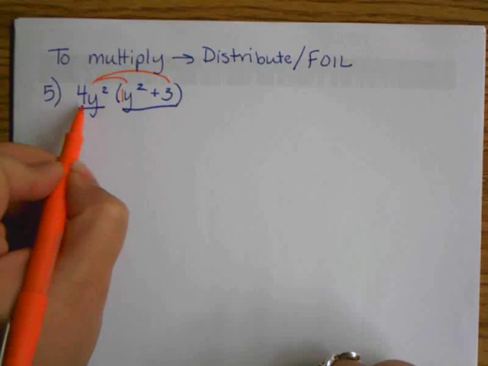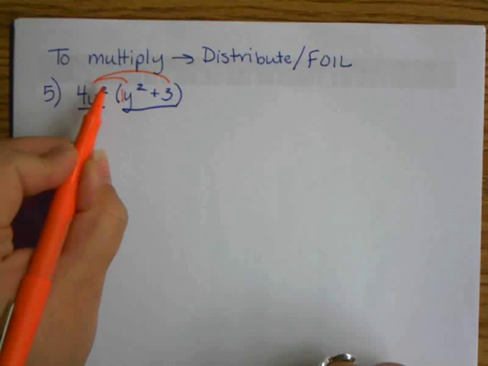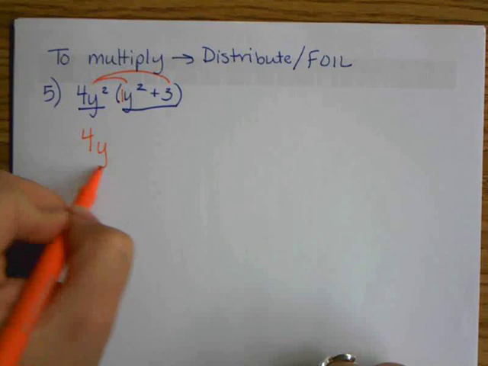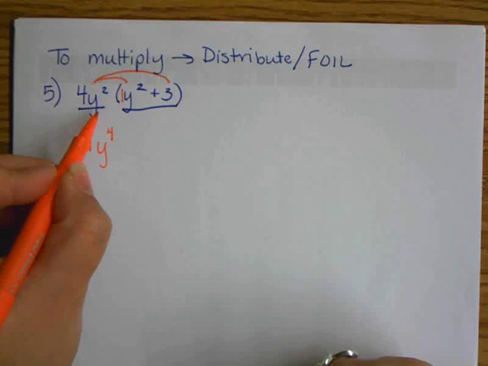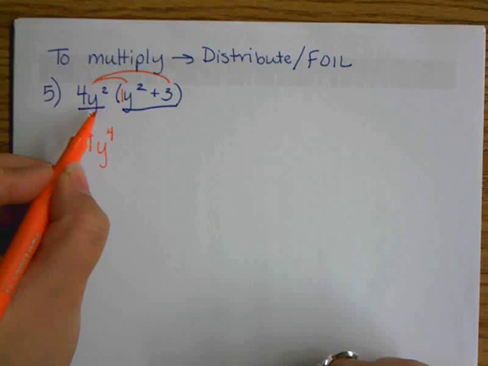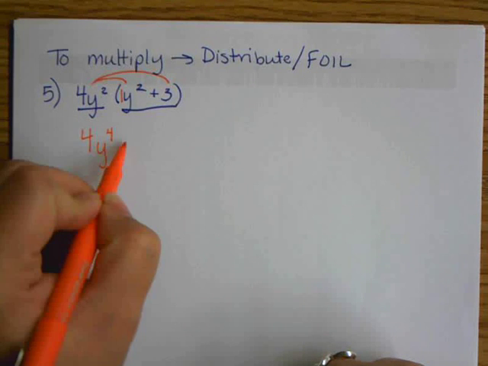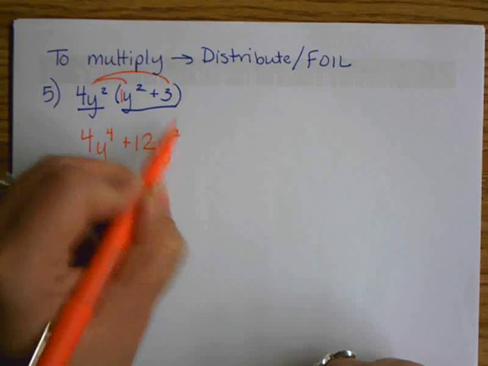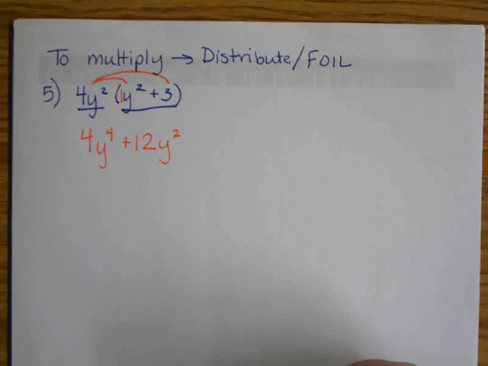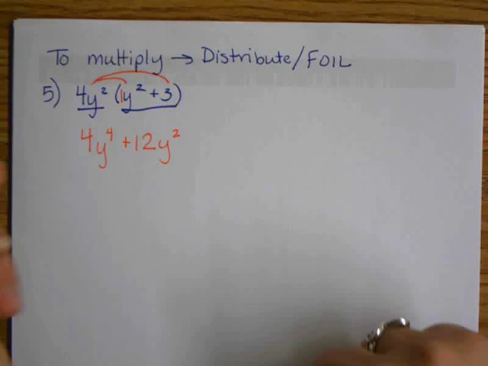And so now I have 4 times 1 is 4, and I have y squared times y squared is y to the 4th. Anytime you're multiplying variables, you add the exponents. And now I have 4 times 3 is plus 12, and y squared times nothing is just y squared. So that is how you multiply that one.